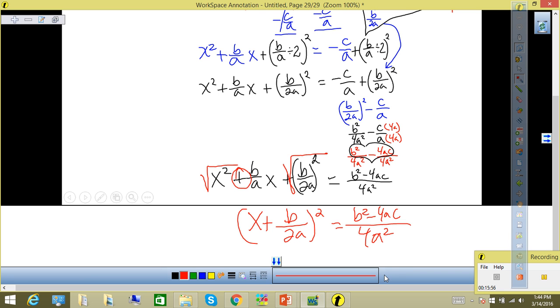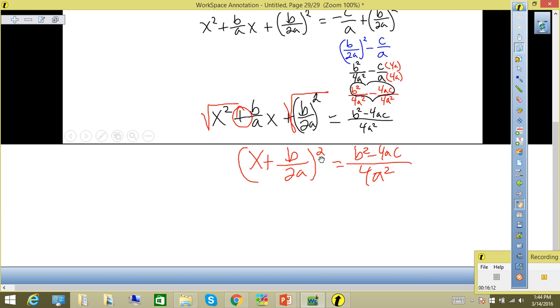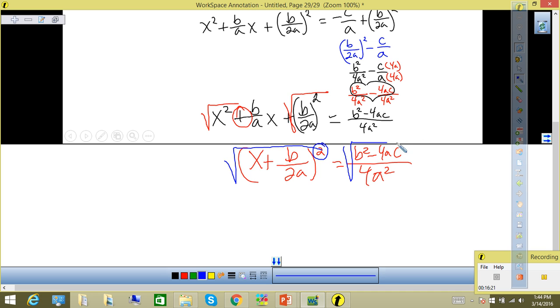So we're down to step 6. Step number 6 is to take the square root. Why do we need to take the square root here, everyone? To eliminate the square. Square root of this, square root of this. This cancels this. We're left with x plus b over 2a equals.